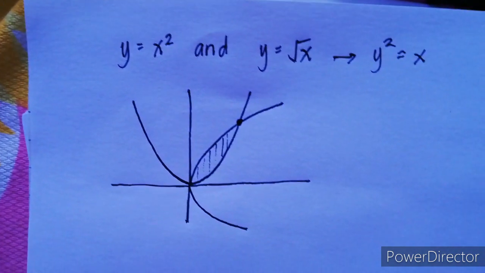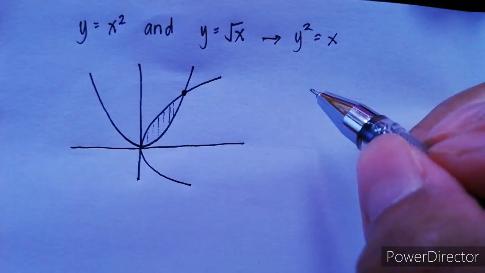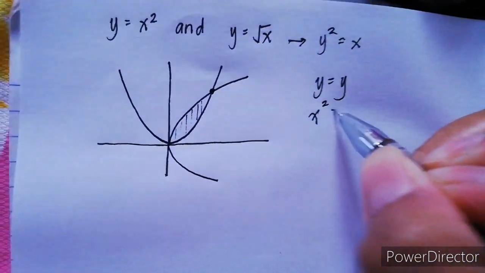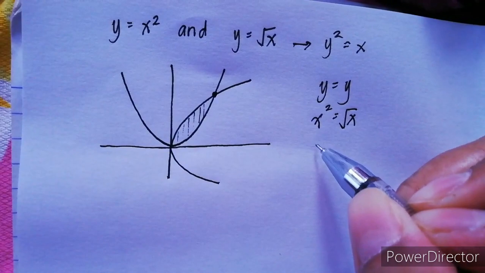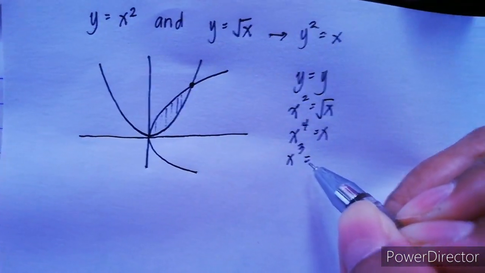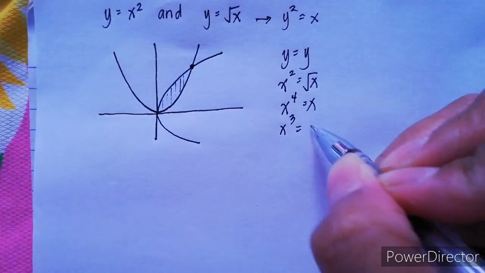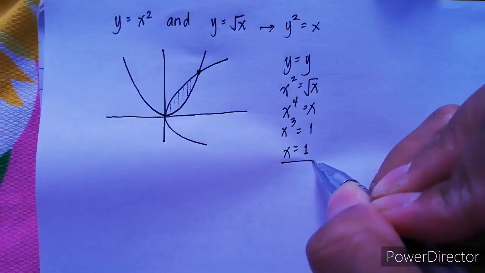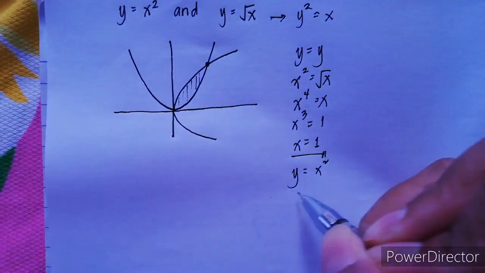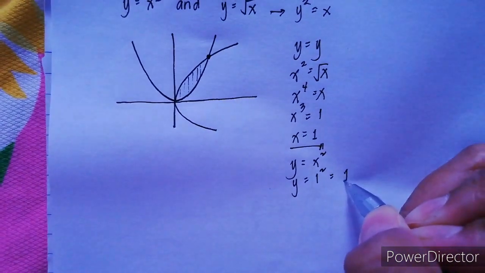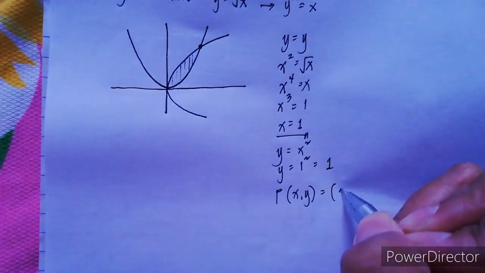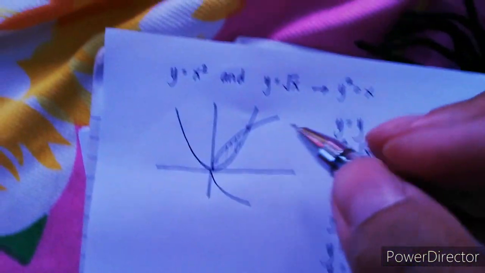So how to identify this point? We just only have to equate both y. So x squared is equal to square root of x. Then, squaring both sides, we have x raised to 4 equal to x. x cubed is equal to 1. Then x is, of course, equal to 1. And then, solving for y is equal to x squared, y is equal to 1 squared or 1. So the point of intersection of the two curves, (x, y), is equal to (1, 1).